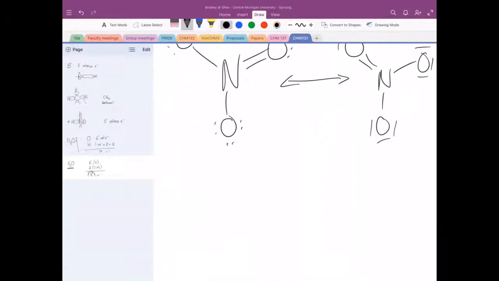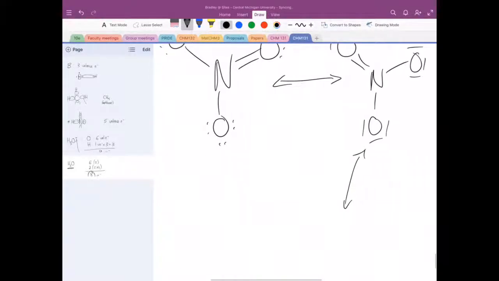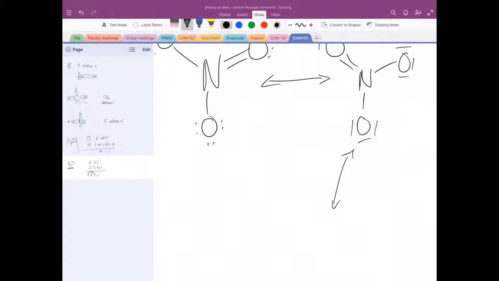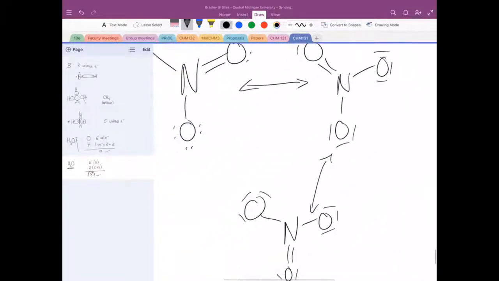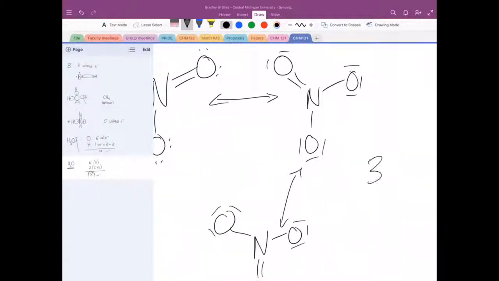Or it could be this one, where the double bond is, where haven't I put it yet? Down like this. Okay, and then again, all the lone pairs around everything else, like that guy. Okay, so nitrate has 3 resonance forms as well, but only 1 double bond.